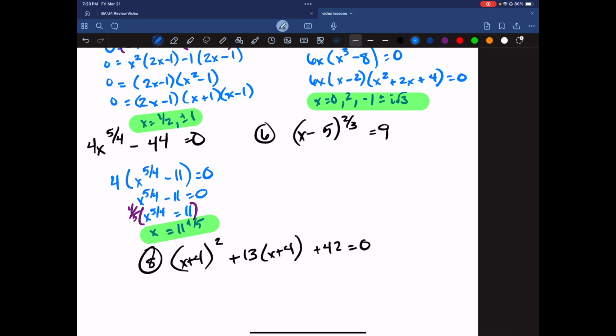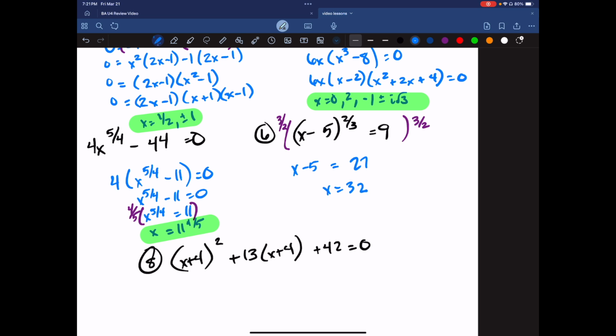Number 6. Again, I want to get rid of that 2/3. So I need to multiply it by its reciprocal, and I do that by raising a power to the power. So that's going to be 3/2. Okay, and so this is going to be x minus 5 just by itself. And then fractional exponents. This is part of one of your prerequisite videos. The denominator is the root. So I'm taking the square root of 9, and then I'm going to cube it. All right, the square root of 9 is 3, and then 3 cubed is 27. So there's that. And then I'm going to add 5 to both sides, and x is 32.